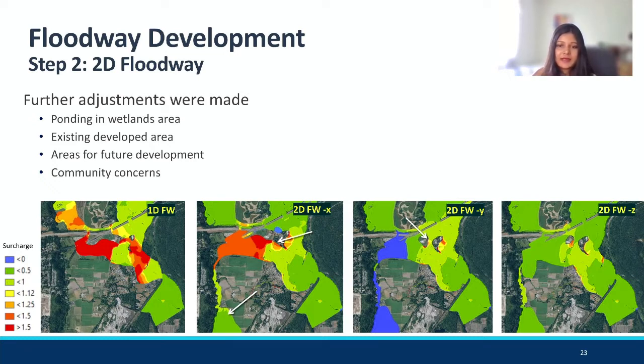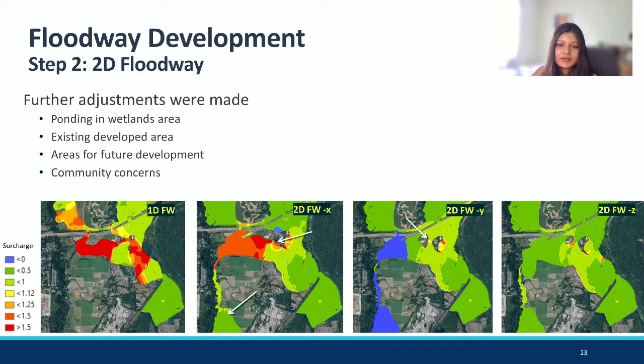And when we finalized our 2D floodway, while doing these iterations, some of the considerations we took was existing developed area where the community concerns were. You can see where my cursor is, where there is heavy development. Those are areas where historically they have been flooded. So it was okay to include those, and the community, since they have had so much historic flooding, wanted conservative floodways. So this was acceptable for them.